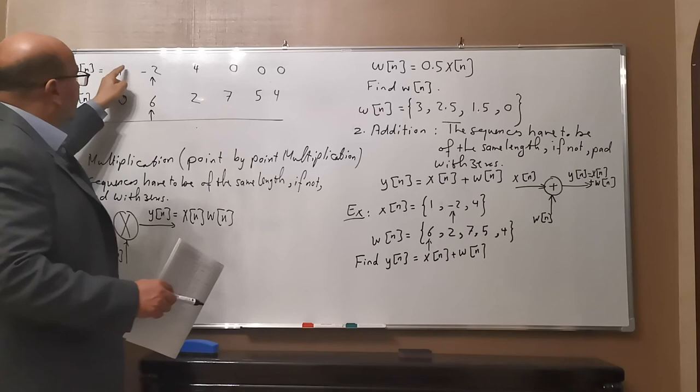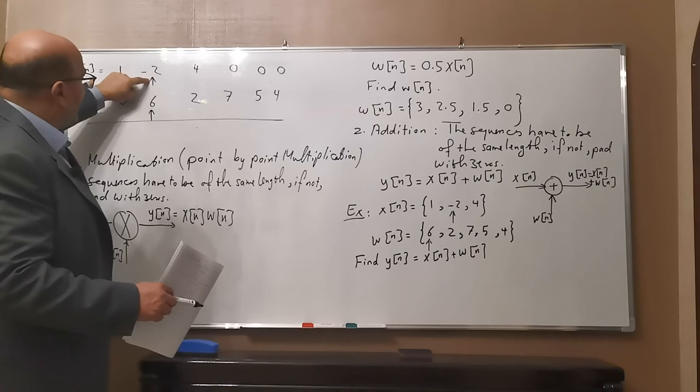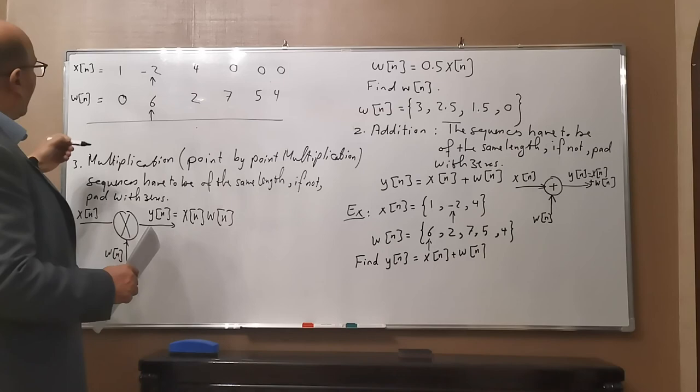The same procedure here applies. X of n, you put it in the same manner, w of n underneath. Put the corresponding indices underneath each other: n equals 0, n equals 0, n equals 1, n equals 2, and so on. Pad with zeros if you have two different lengths of sequences, and then do multiplication.